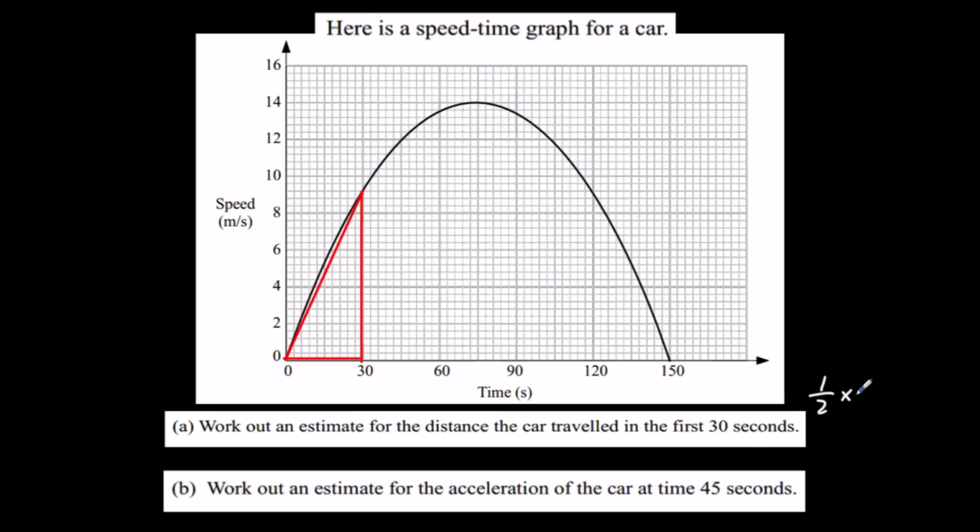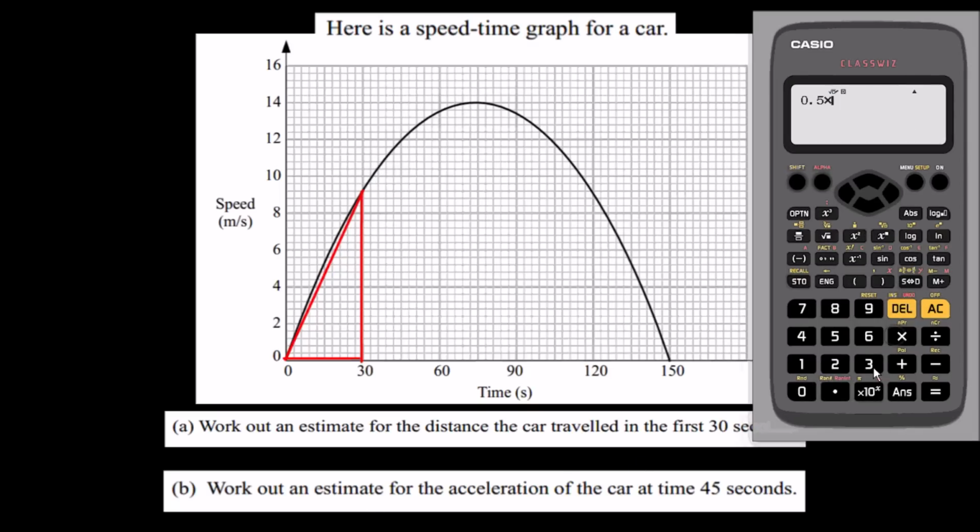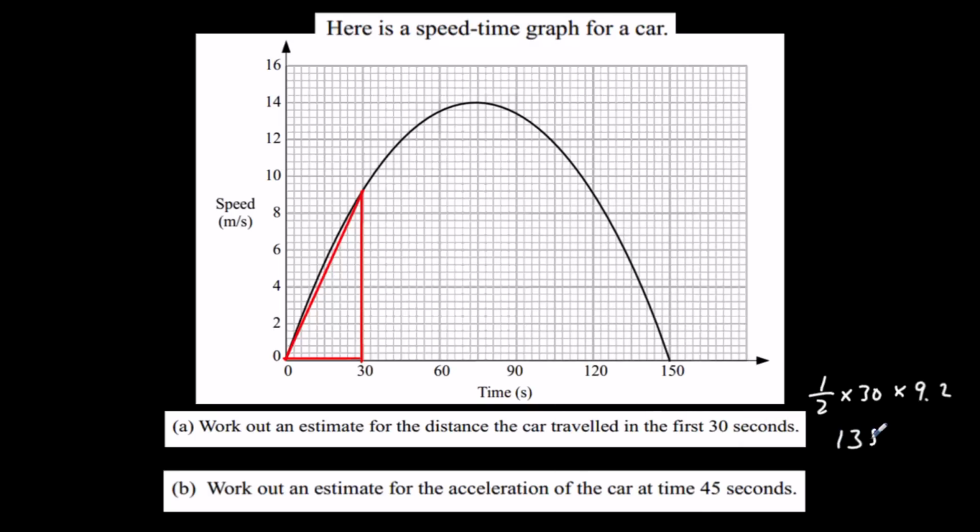So half times the base times the height, which looks like 9.2. So half times 30 times 9.2 is 138 meters. Work out an estimate for the acceleration at time 45 seconds. So the acceleration is the gradient. So we'll draw a tangent at 45 seconds. So around there.